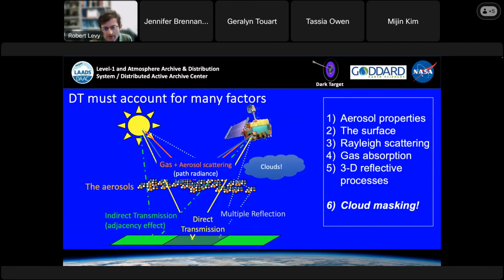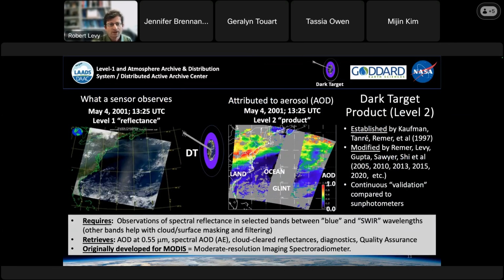Showing it another way, our algorithm must account for many factors. We see a picture of the sun and the satellite, and there are all kinds of things in the way, including the aerosols that we're trying to find. So we have to make assumptions about the surface and the Rayleigh, the molecular part, gases, and 3D reflective processes. Anyway, to do all that, we have our magic algorithm.